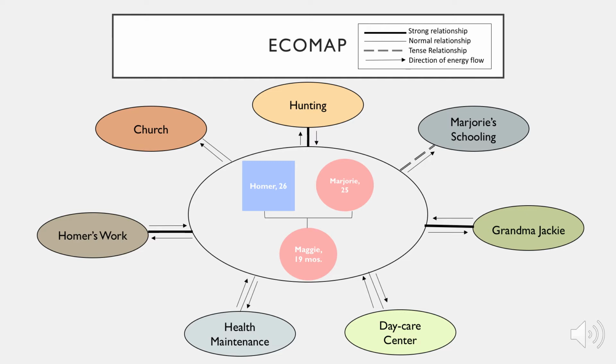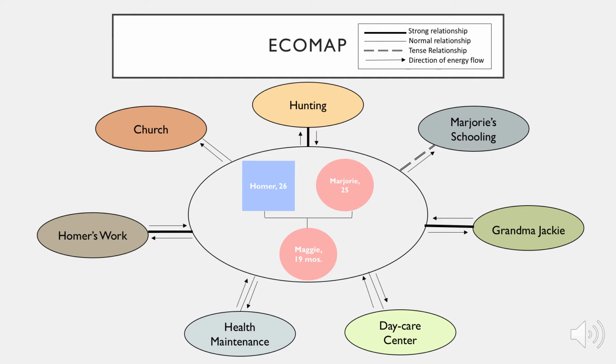There is a strong bidirectional relationship between the family and Grandma Jackie, which is Marjorie's mother. Jackie provides childcare for Maggie 2 days per week. One can see that the relationship between Marjorie's schooling and the family is tense. Marjorie being in college full-time has changed the family's normal routine and level of income. Marjorie is putting energy into school but still has a bit to go before she earns her degree, shown by the arrow pointing from the family to Marjorie's schooling.